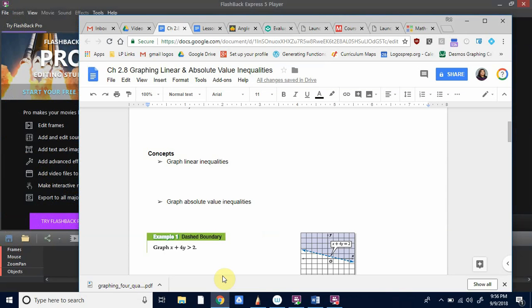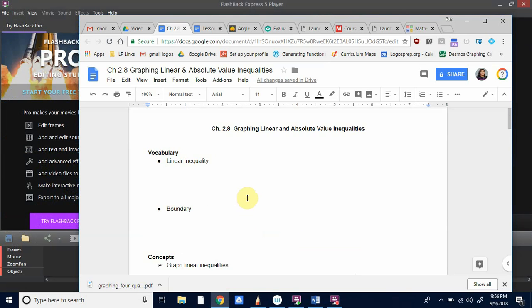Hi there, this is section 2.8, graphing linear and absolute value inequalities. In this section, we're going to graph a linear inequality and we're going to graph an absolute value inequality. All right, so let's start with our vocabulary.